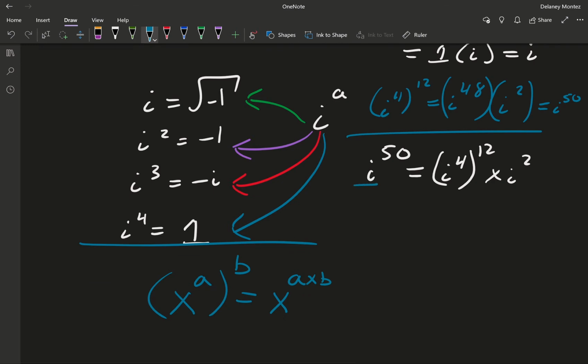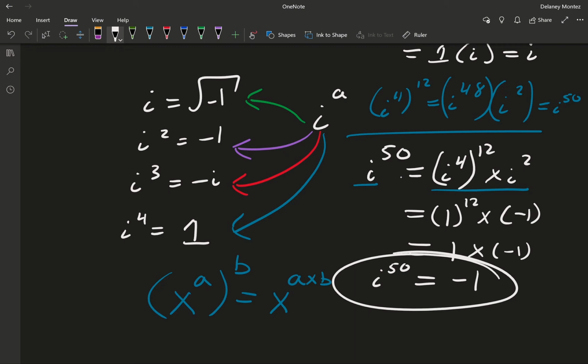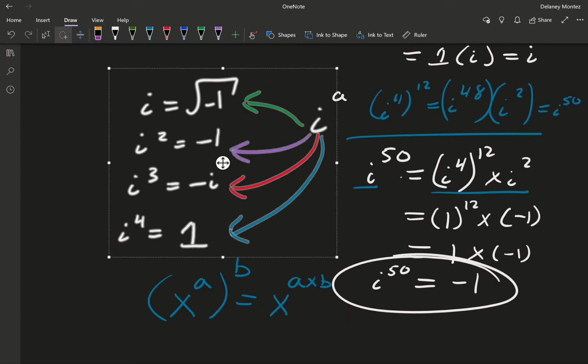So now that we know that this side on the left is the same as this side on the right, we can start to simplify this. So let's see. So i to the 4, what do we say? Well, we said i to the 4 is just 1. That's what we said here, right? So this is going to be 1 to the 12 times i squared. What's i squared? Negative 1. 1 to the 12th is just 1 times negative 1 equals negative 1. So we just showed this thing with a huge number, i to the 50, is negative 1. And that's how we're going to do these problems. It's going to be really simple. These are going to be some of your favorite problems to do, just knowing how simple they are.